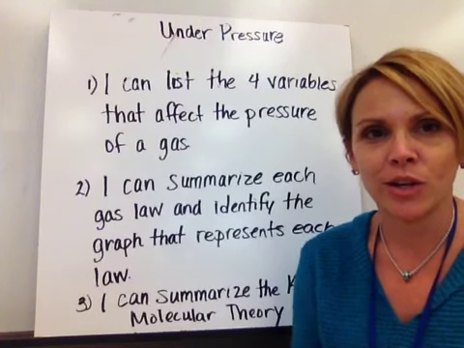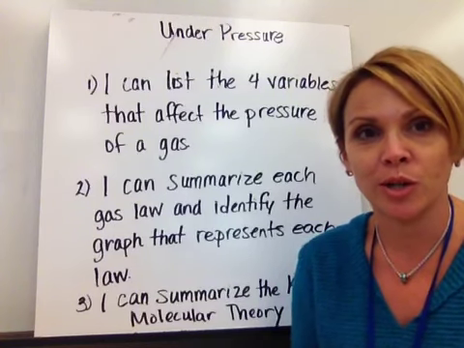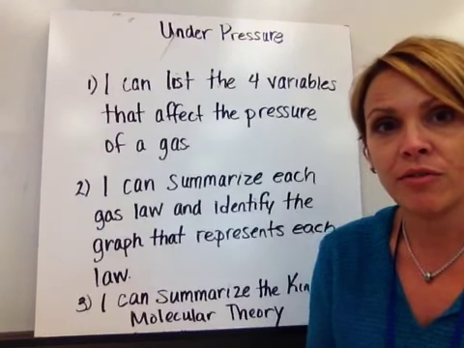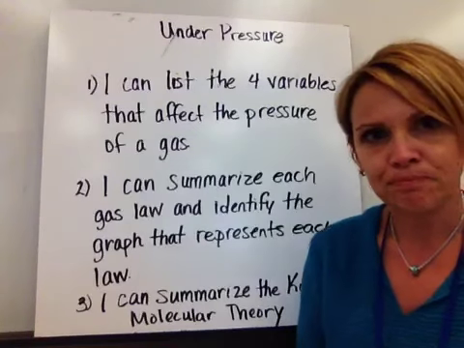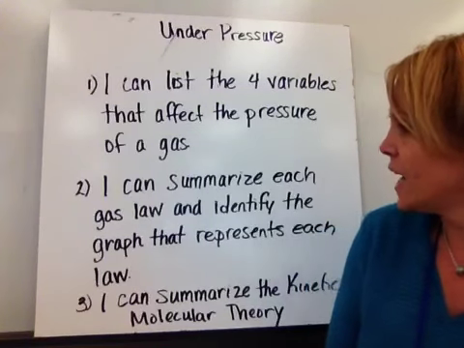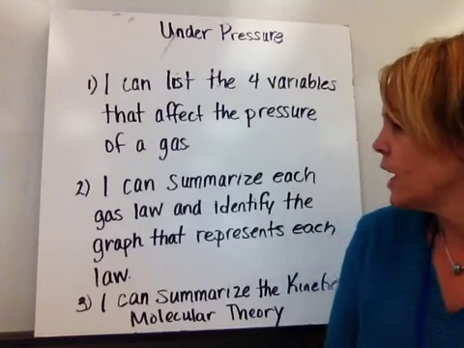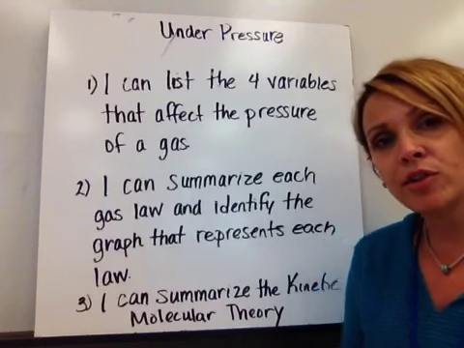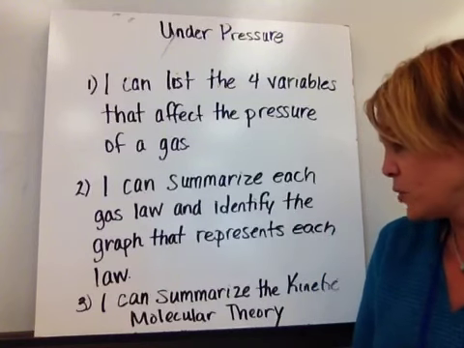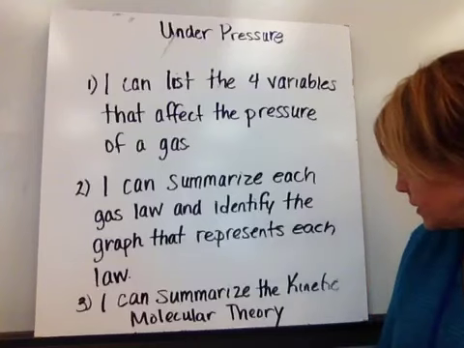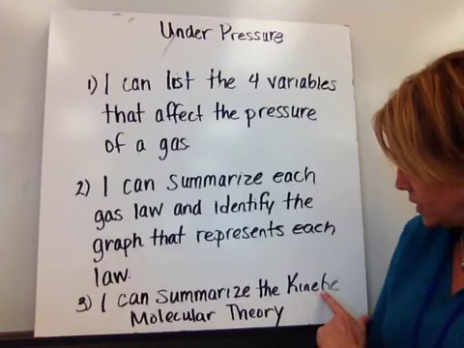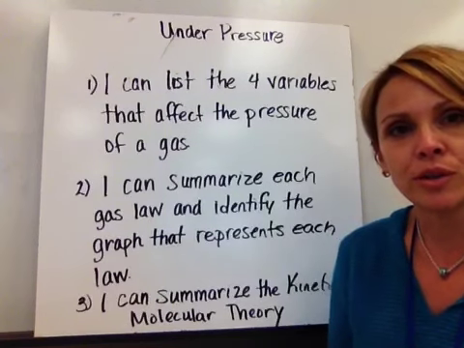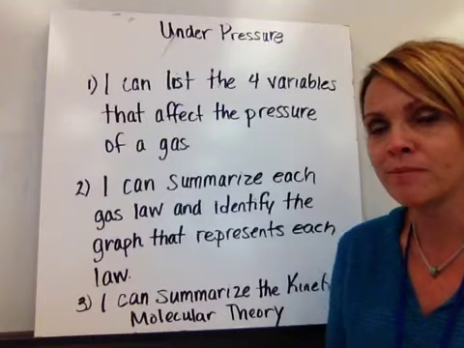Let's go ahead and get started with our learning targets for the unit under pressure. The first learning target is I can list the 4 variables that affect pressure of a gas. The second learning target is I can summarize each gas law and identify the graph that represents each law. And the third learning target says I can summarize the kinetic molecular theory. That's K-I-N-E-T-I-C. It's kind of rubbed off there a little bit. Okay, so make sure you get those learning targets down so you know what you'll be learning.